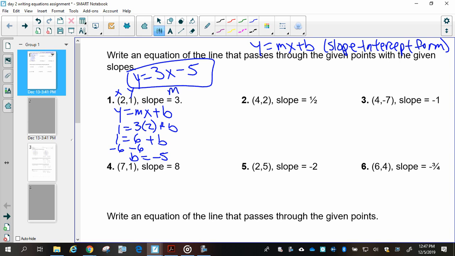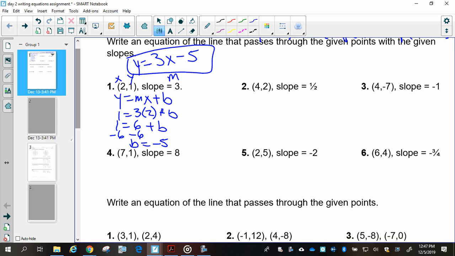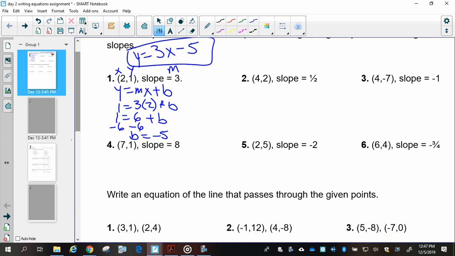Okay, let's go. I really get this. On the test. Let's do a couple more together. For number 2, which one of these ordered pairs is our x? 4. That makes 2 our y. And 1/2 is m.